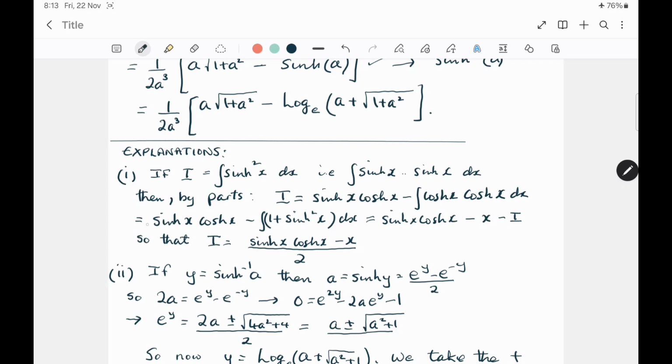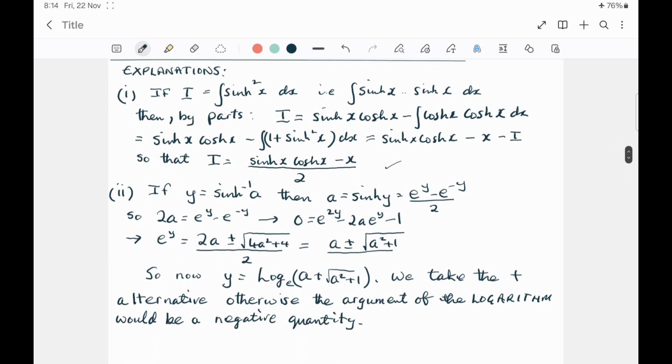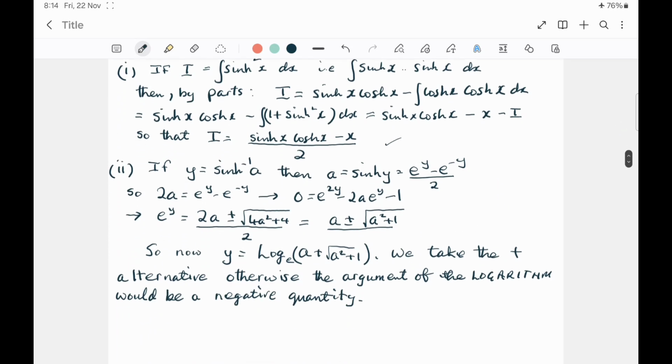And so in the next line we have sinh x cos x minus the integral of 1 plus sinh squared x, because cos squared x is 1 plus sinh squared x. And so that quite easily becomes sinh x cos x. Integrating the 1 just becomes minus x, and integrating the second part is just our original integral I. So that I equals sinh x cos x minus x over 2. Right. So that does that little integration by parts bit.